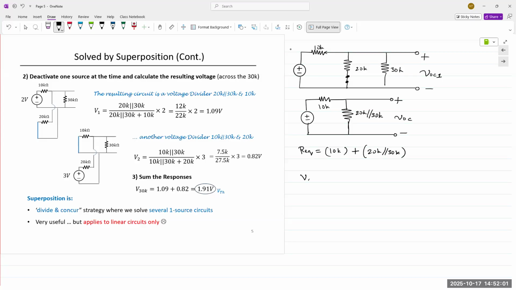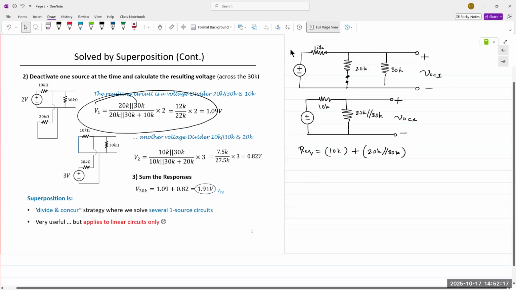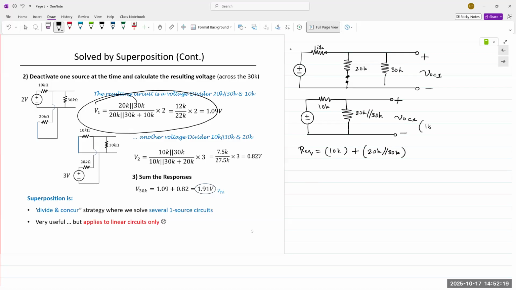And so VOC1, listed as V1, is given by this. Does this equation make sense? Let's take a pause while you think over it. Let me know if you have any questions.